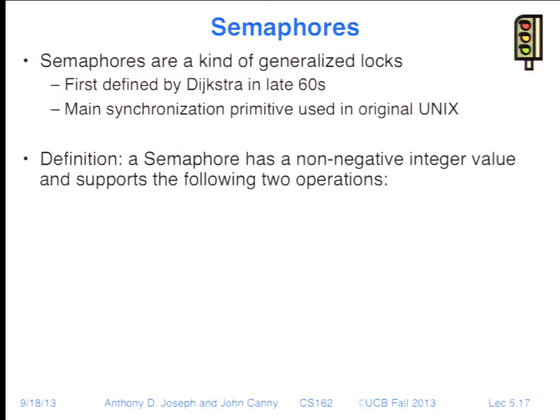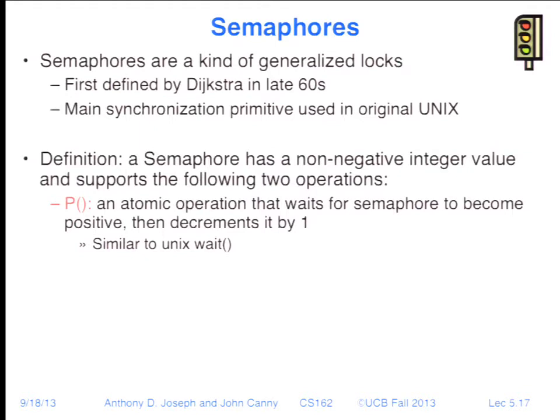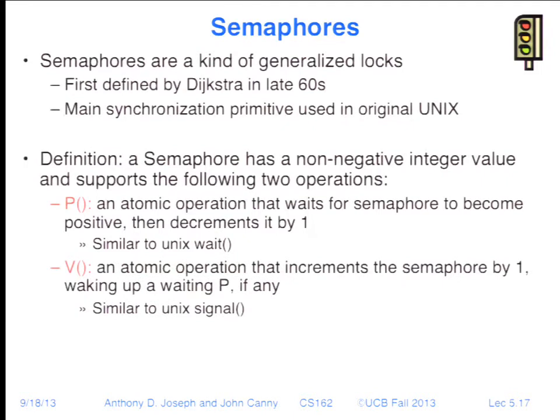So a semaphore is a non-negative integer value that supports two operations. P, which is an atomic operation that either waits or decrements by one. So it waits until the value becomes positive, because you can't decrement zero. As soon as it does become positive, it decrements by one. It's similar to Unix wait, which we'll look at more later on. The other operation is V, which is an atomic operation that increments the semaphore by one, and wakes up any of the waiting threads that are stuck on a P.